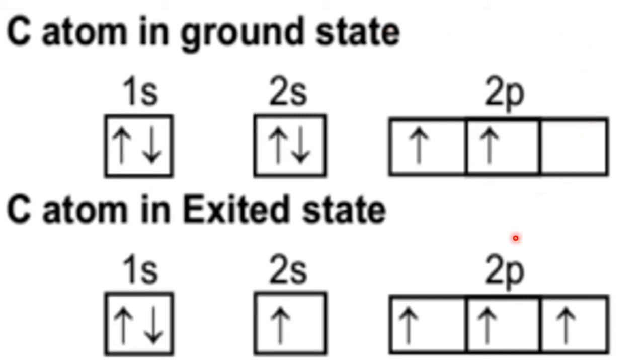After the promotion, this is the new electronic configuration: 1s2, 2s1, 2p1, 2p1, 2p1 in all the three axes. So there are four unpaired electrons. From this we can explain why carbon behaves tetravalent, with four valency. Here the four unpaired electrons are available: one unpaired in the 2s, one in a 2p, one more in another 2p, and one more in the third 2p. So three 2p and one s.